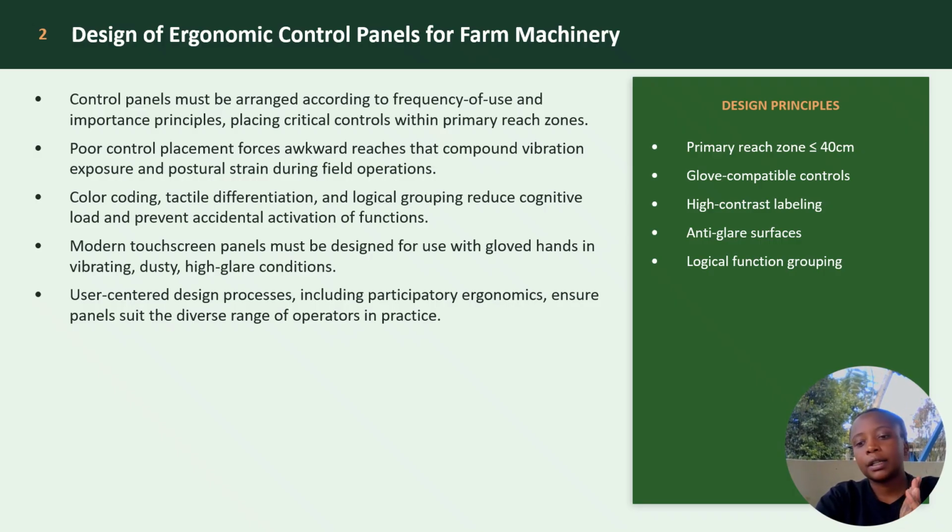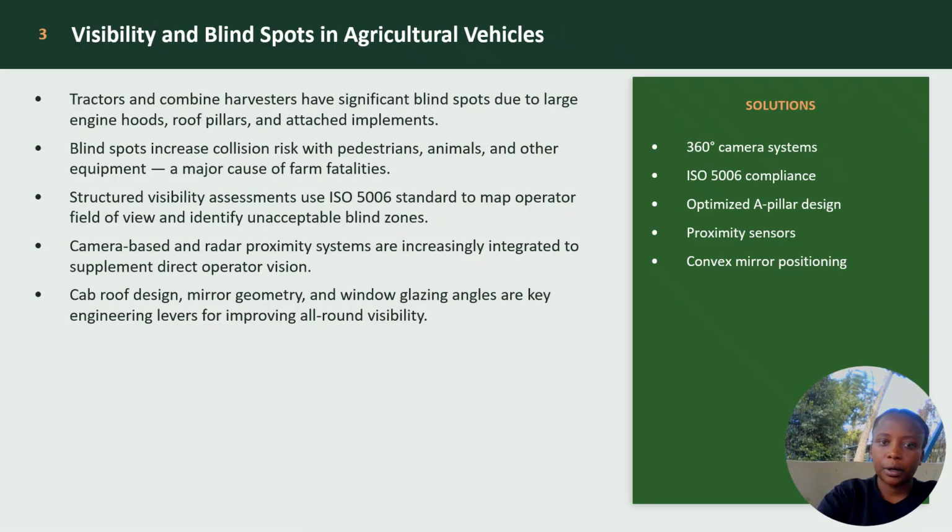The last one, a user-centered design process including participatory ergonomics, makes control panels suit the diverse range of operators in practice. Here are some principles you can follow when you are designing farm machinery tools. The first one, primary reach zone based on about 14 centimeters. The second one is glove-compatible control. The third one, high contrast labeling with anti-glare surface. The last one, logical function grouping.